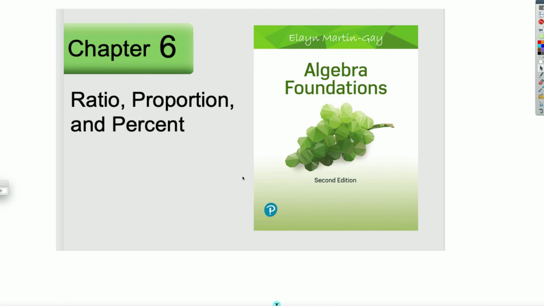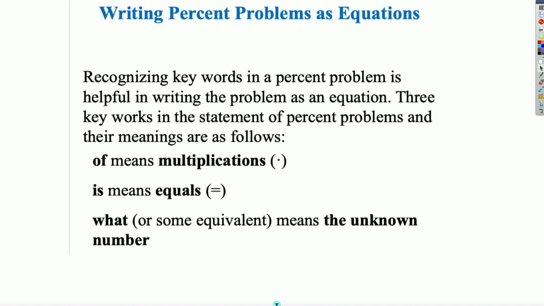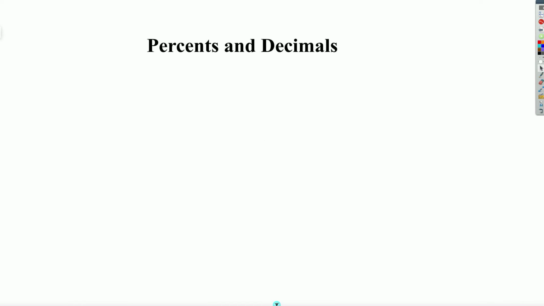Today we're going to look at Chapter 6, which has to do with ratio, proportions, and percents. First, I want to make sure that we are comfortable writing percents and going back and forth between a percent and a decimal. So a percent, for example, 50%, will have the little percent sign.